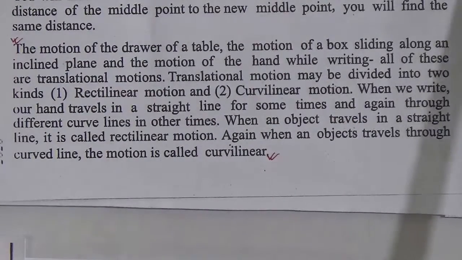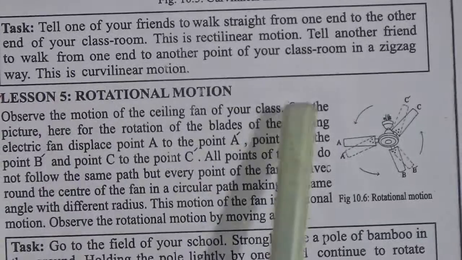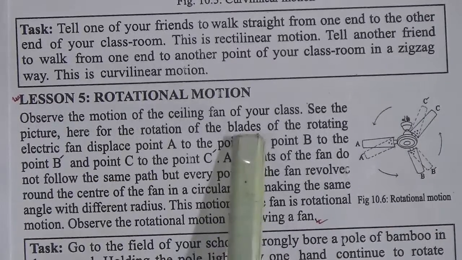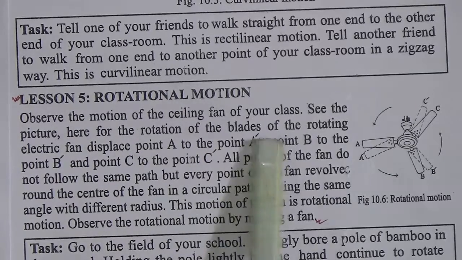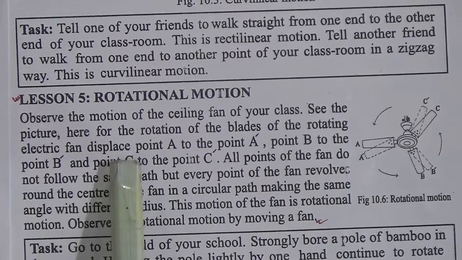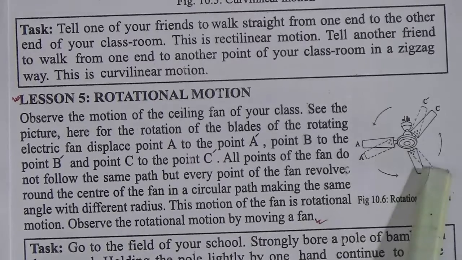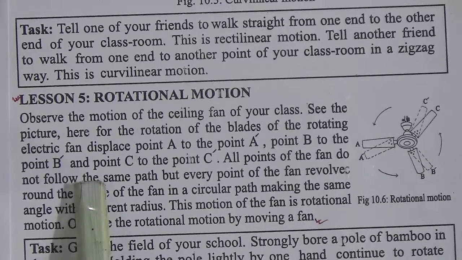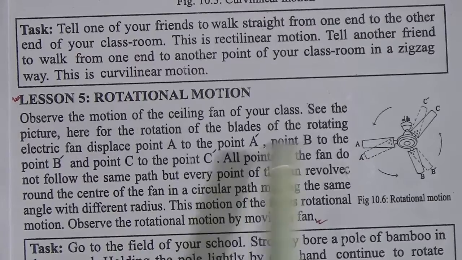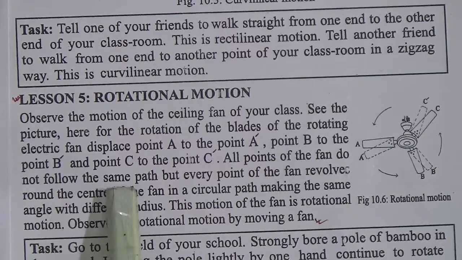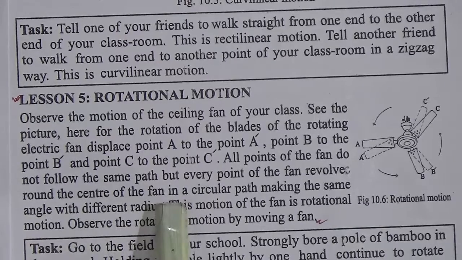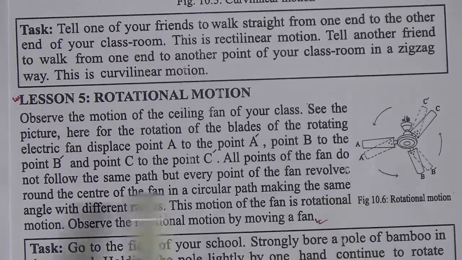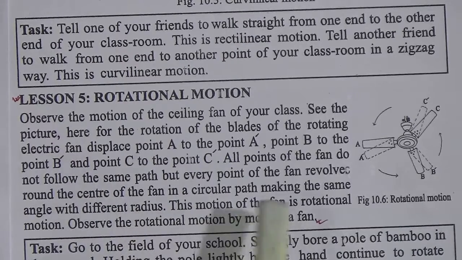Now rotational motion. Number two, rotational motion. Observe the motion of the ceiling fan of your class. See the picture here. For the rotation of the blades of the rotating electric fan, point A is displaced to point A prime, point B to point B prime, and point C to point C prime. All points of the fan do not follow the same path, but every point of the fan revolves round the center of the fan in a circular path, making the same angle with different radius. This motion of the fan is rotational motion.